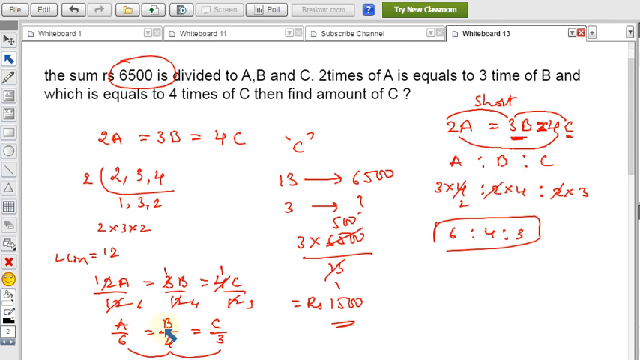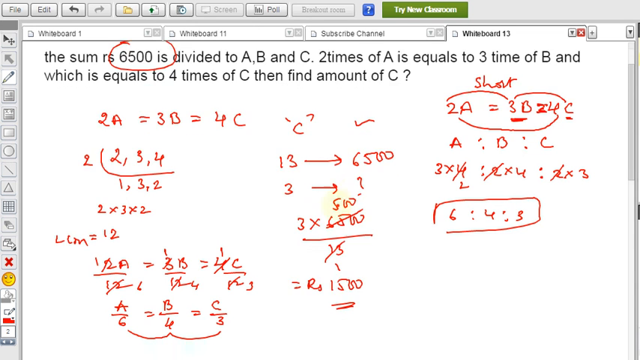So don't go for LCM and all. Directly you can go for the shortcut. Then afterwards the process is simple. For 13 points 6500, for 3 points how much? That's 1500. Yeah, this is the simple technique for solving this problem. Let's see one more word problem.